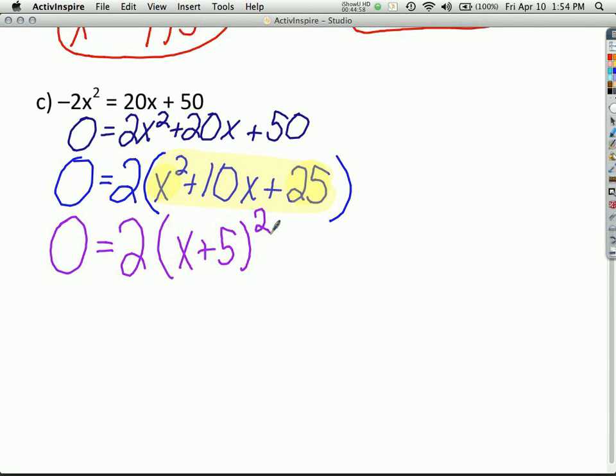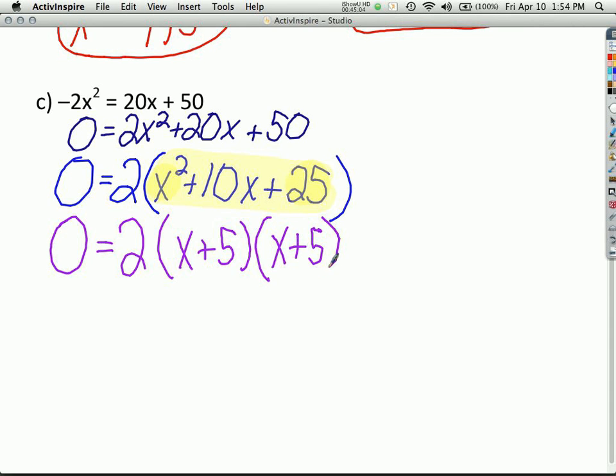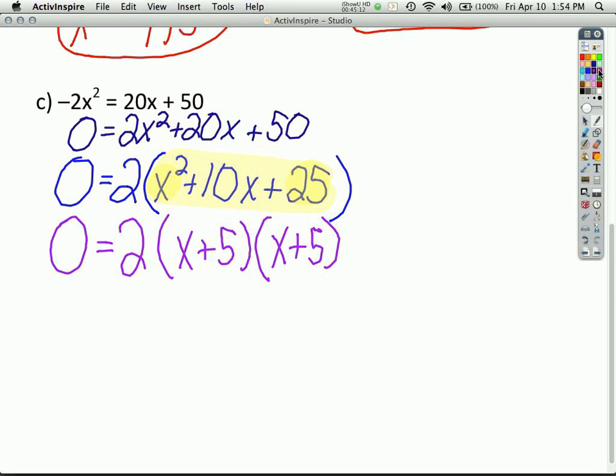If you unwrap the foil, you'll get this. Either way, it's the same thing. Either way, it's the same. But the whole point of all of this was to get to this point.